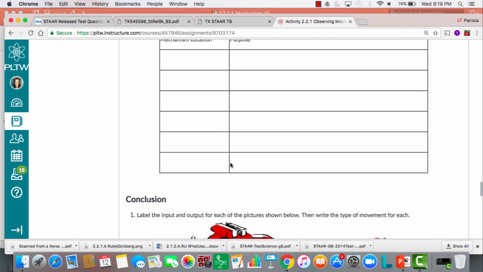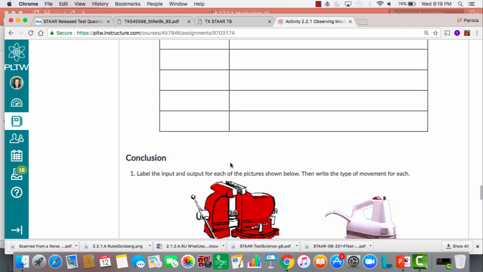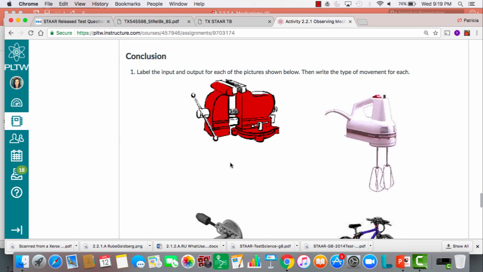Okay? And if you happen to be just zooming through it and this is easy to you, and then you get to the conclusion questions, make sure that you label and actually point to the input and output of every movement in the pictures, and then tell me the type of movement that it is.